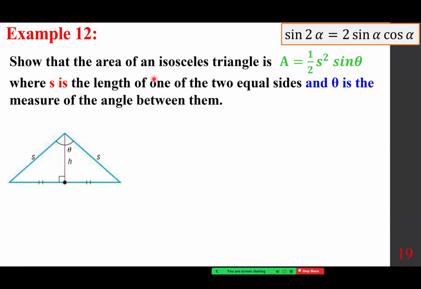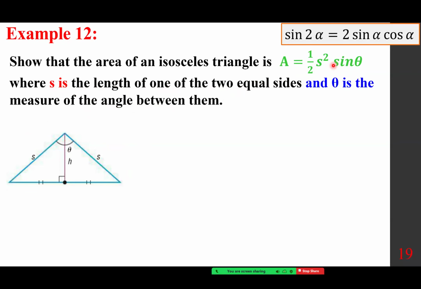Show that the area of an isosceles triangle, remember isosceles triangle, two sides are equal, two angles are equal, is A equals half of S squared sine theta, where S is the length of one of the two equal sides. This is S, this is S. And theta is the measure of the angle between them. So the included angle is theta. Each side has the size S, and we want to prove the area is that.